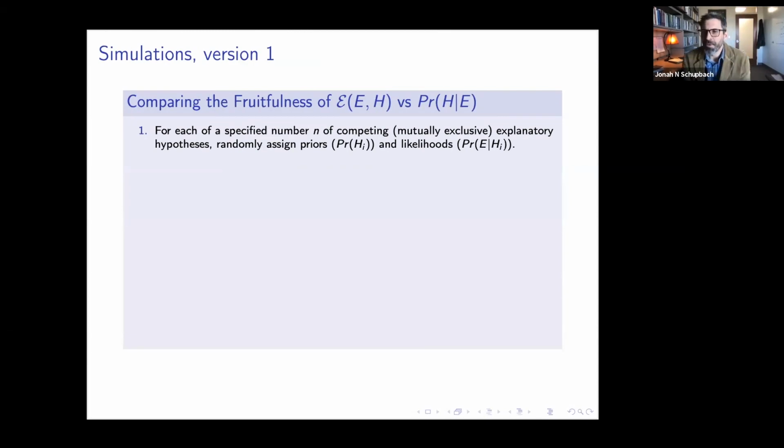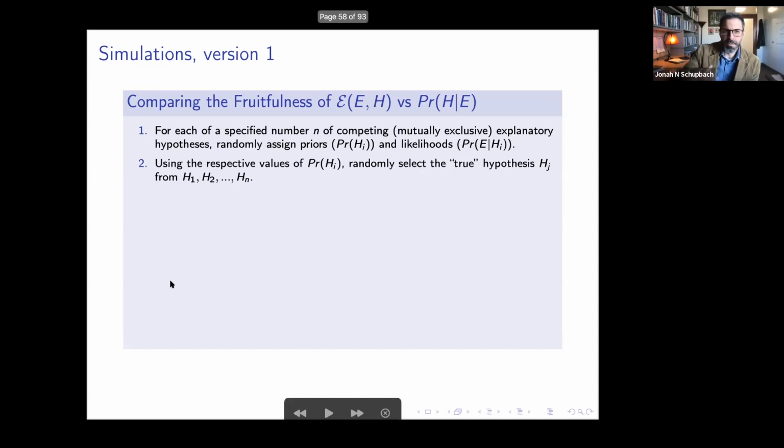Okay, so here's the first round of computer simulations. Here's how I designed these computer simulations. Remember, the idea is to compare the success rates, if you will, at hitting on the truth of these two different explicata. So step one, I have the computer, for a specified number n of competing explanatory hypotheses, randomly assign priors and likelihoods to those hypotheses.